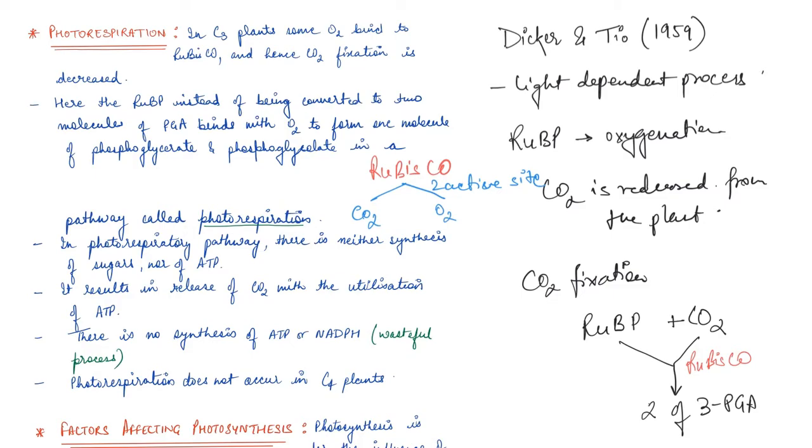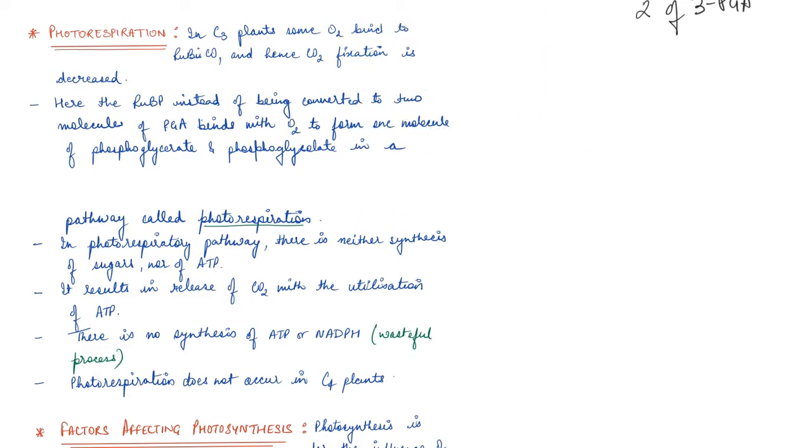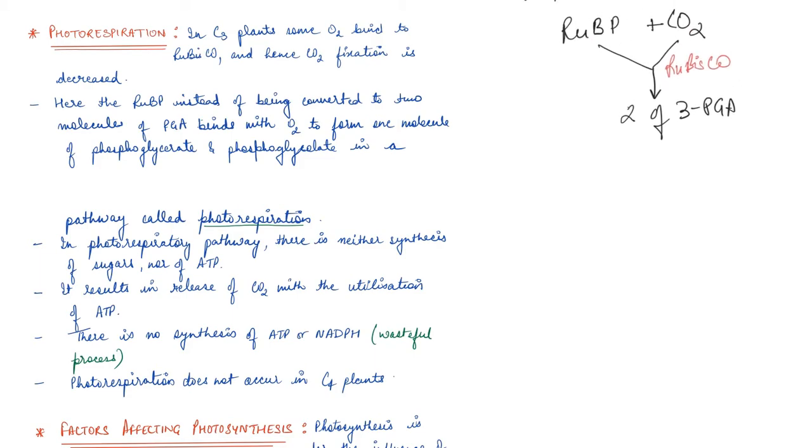Now here the ribulose bisphosphate, instead of being converted to two molecules of PGA, binds to oxygen and forms phosphoglycerate, right, and phosphoglycolate. So these are two carbon compounds. And this process is known as photorespiration, right? So basically, what is happening in photorespiration? So normal was this, right? Now what happens in photorespiration?